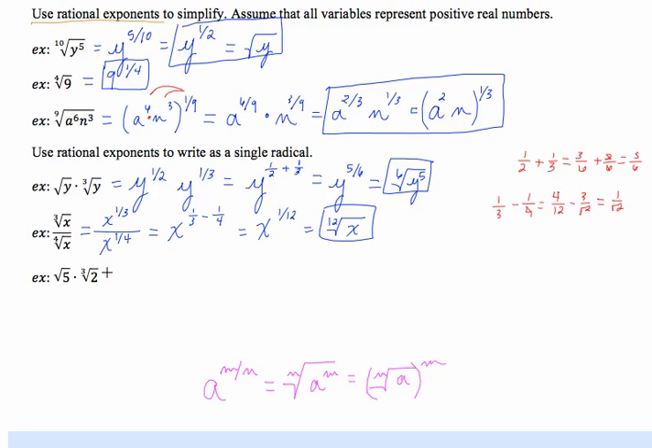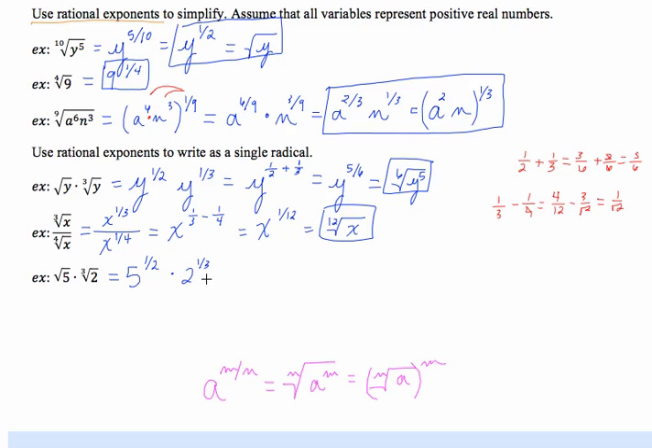And one last example. Let's multiply the square root of 5 times the cubed root of 2. At first it looks like those cannot mix because one is a square root, one is a cubed root. But if we rewrite them both with rational exponents, we will have 5 to the 1/2, or square root of 5, times 2 to the 1/3. And it doesn't look like those mix because they don't have the same base. So although they're being multiplied, we have two different bases here.